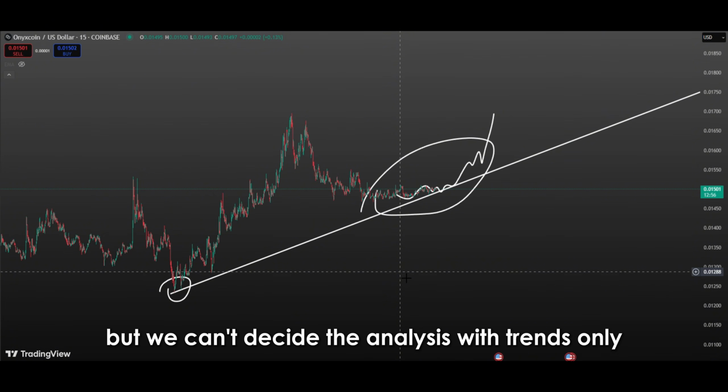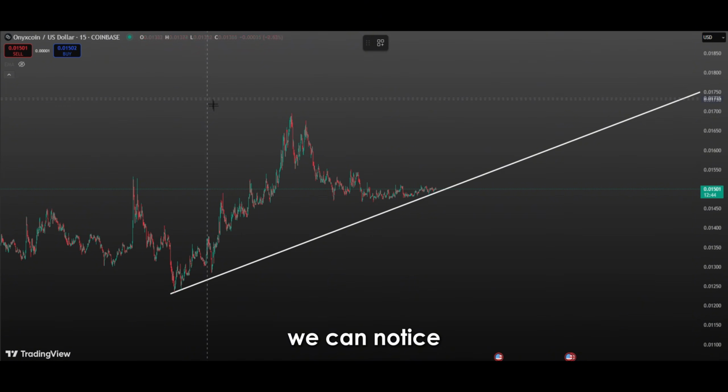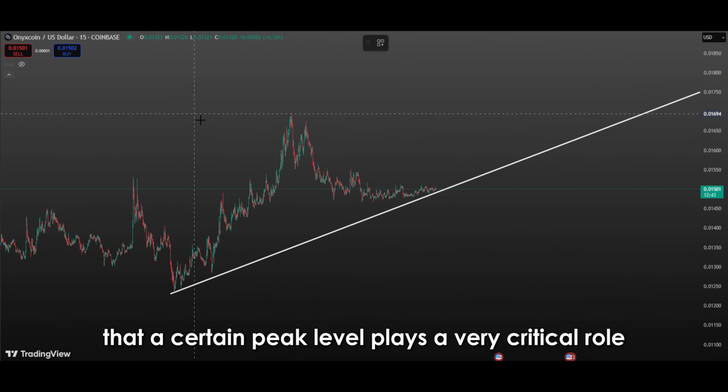But we can't decide the analysis with trends only. Let's look at other metrics. Stay tuned. Looking carefully at the chart, we can notice that a certain peak level plays a very critical role.